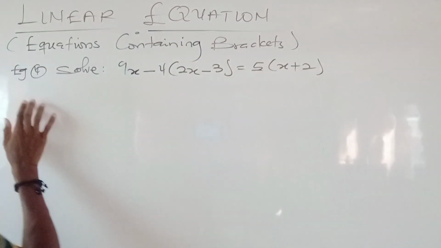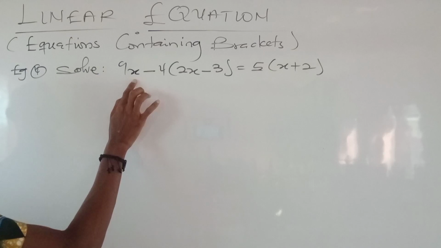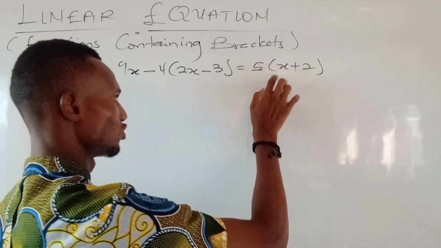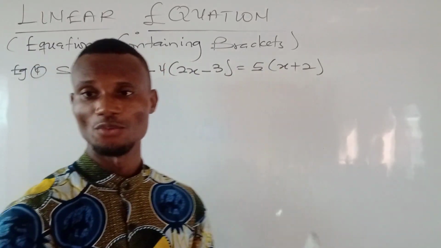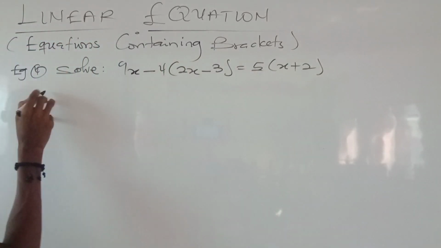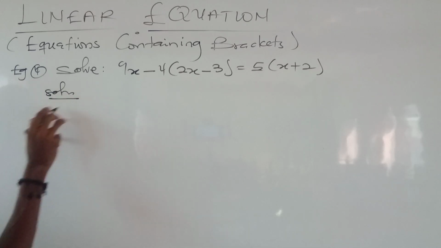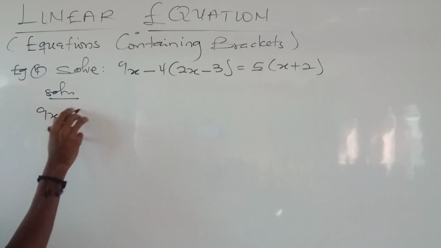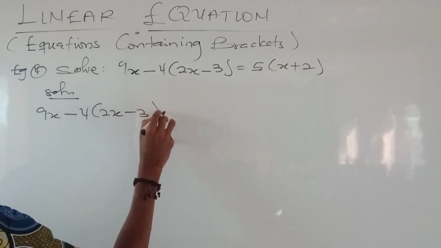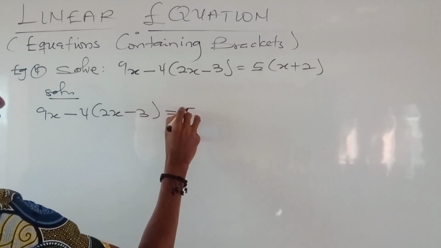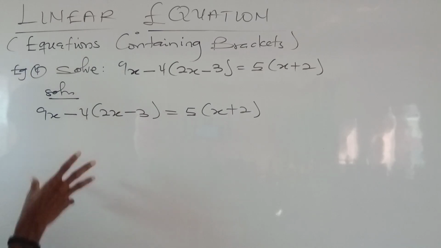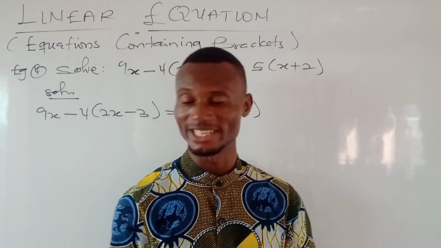So example 4, it says we should solve this one. I have 9s minus 4 into brackets 2s minus 3 equals 5 into brackets s plus 2. So we have to solve the equation on the board. Let me write my solution, and let's do it together. So I have 9s minus 4 into brackets 2s minus 3 equals 5 into brackets s plus 2. We have to solve for s in this equation, and you can see it contains brackets.